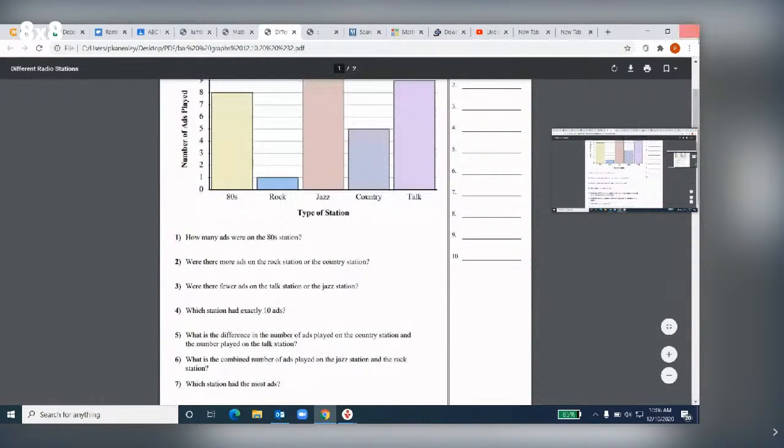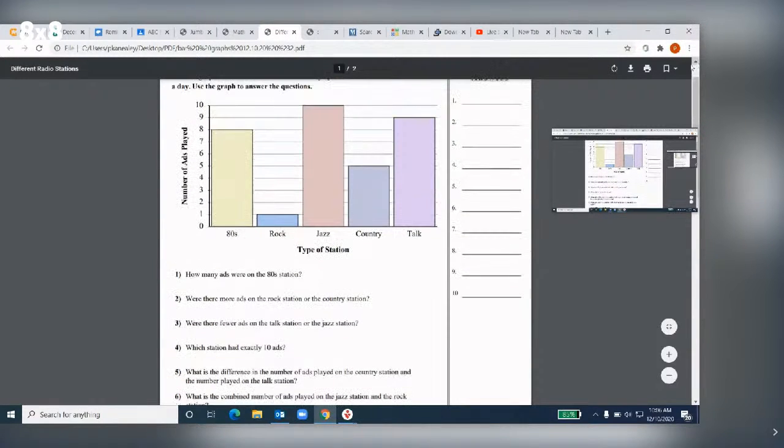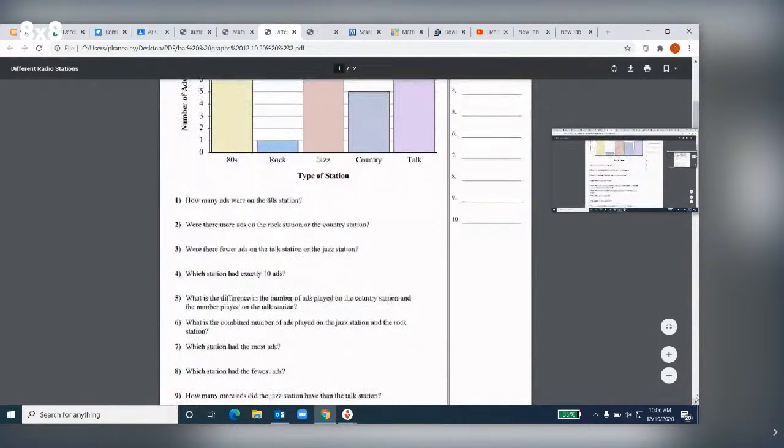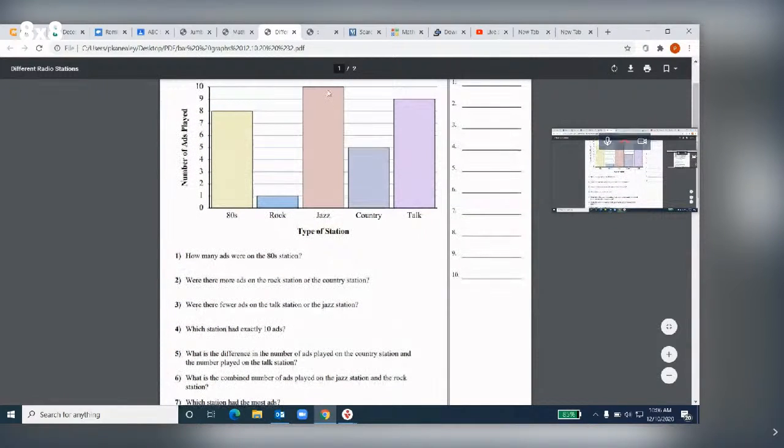Which station had the most ads? Well, that would be the jazz station, 10. Okay. Which station had the fewest ads? That's the rock station. The rock station only had 1. Then 9 says, how many more ads did the jazz station have than the talk station? Well, the jazz had 10 and the talk had 9, so it's 1 more ad on the jazz station.